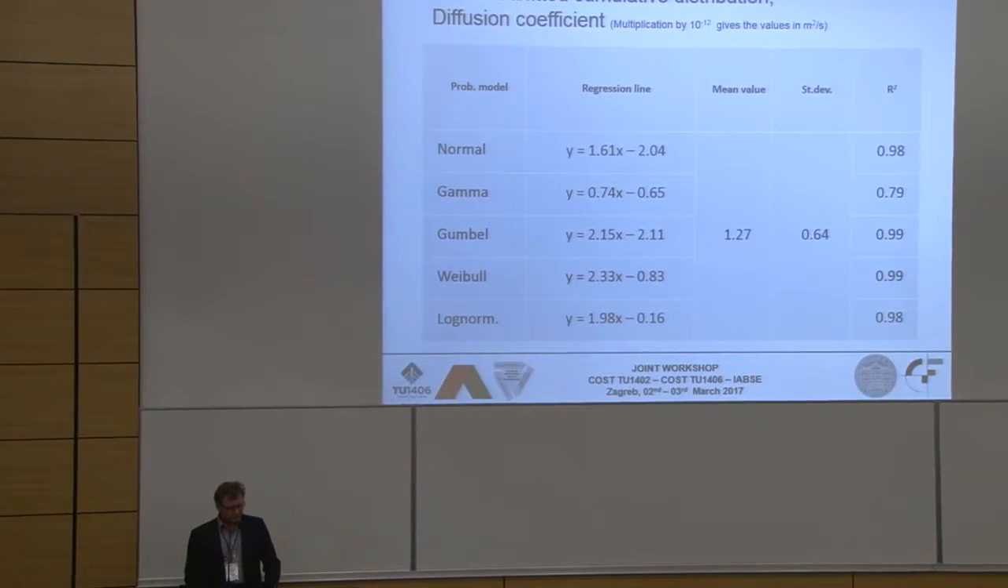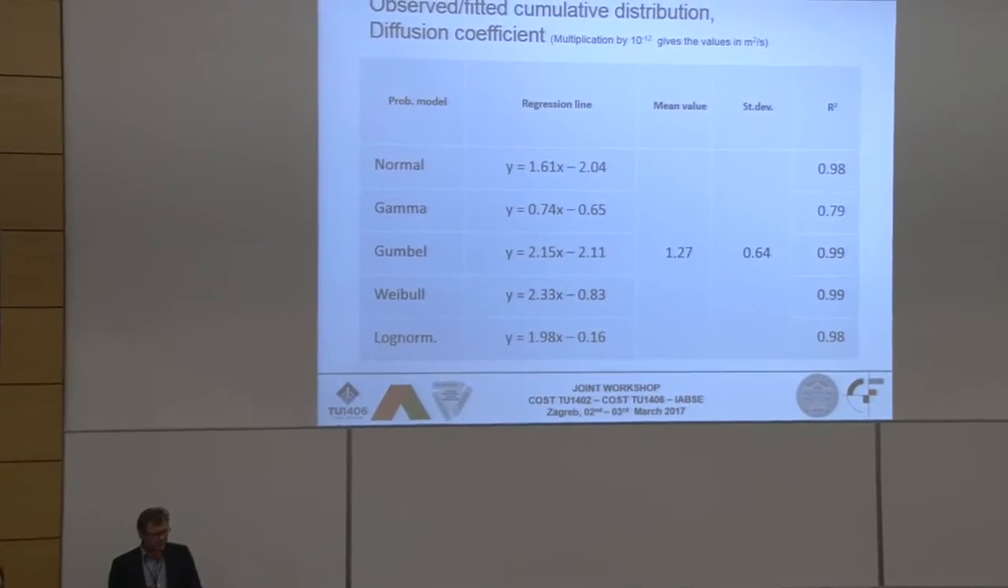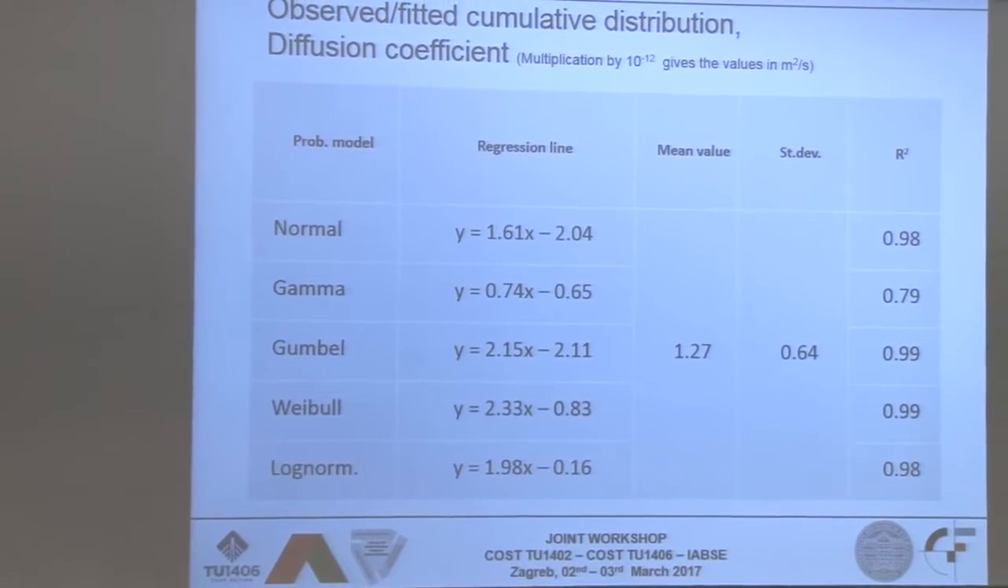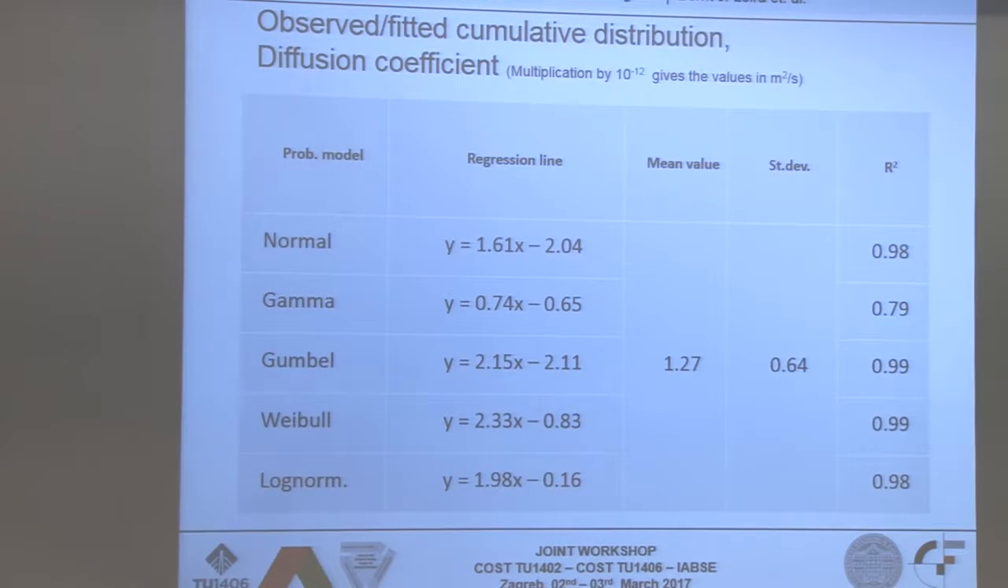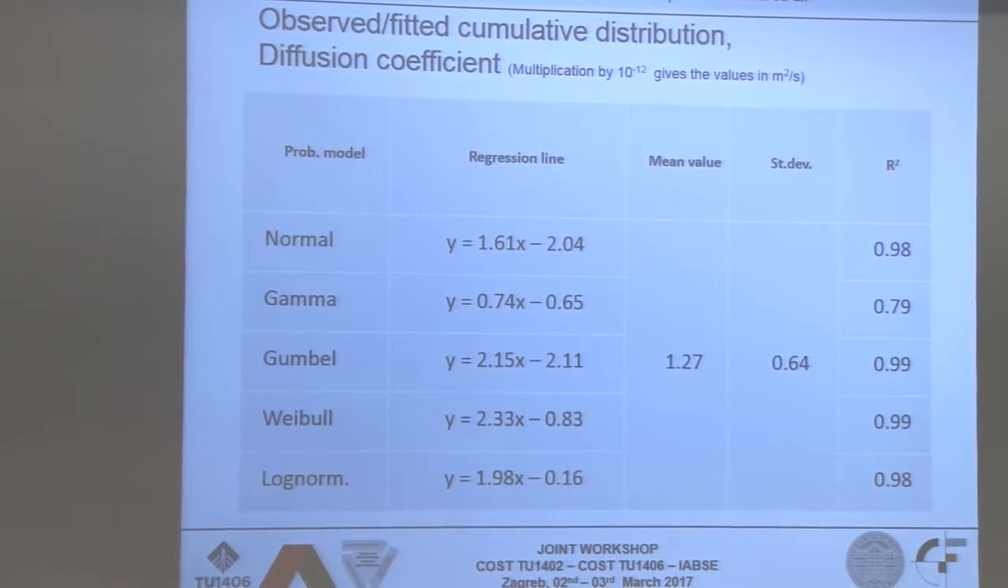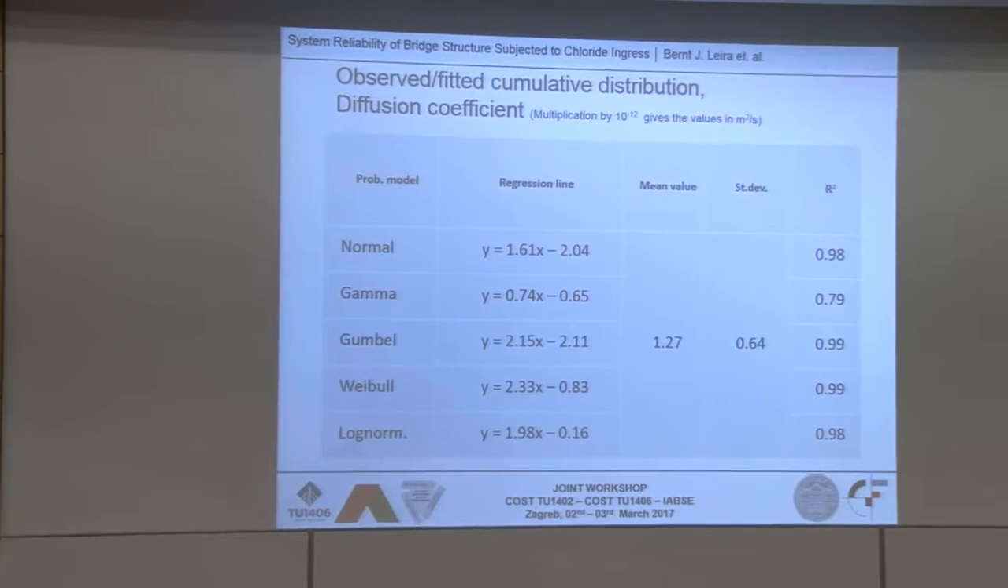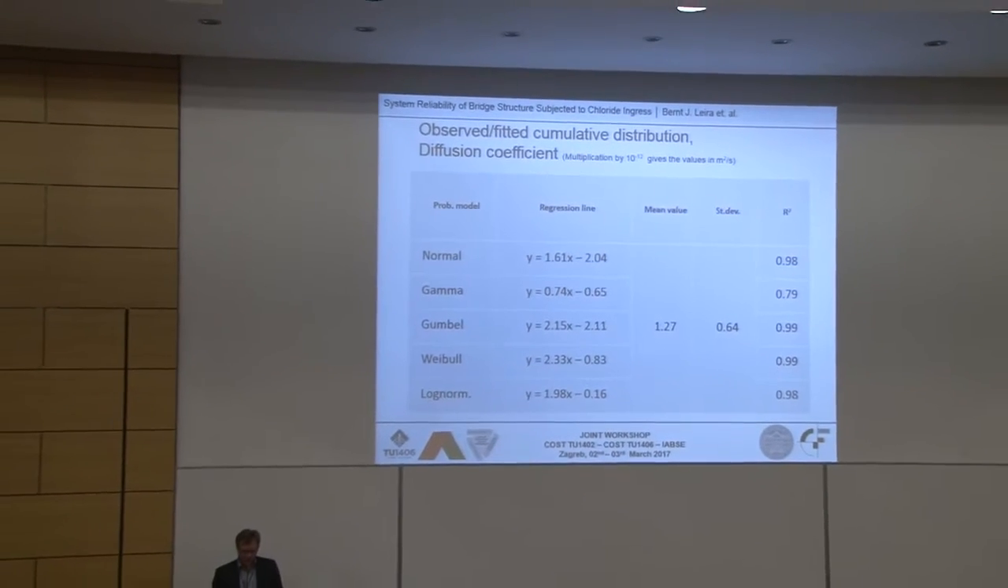So this is now the cumulative distribution on probability paper for the diffusion coefficient for one of the columns based on the tests, and you see they have compared different types of probability models: normal, gamma, Gumbel, Weibull, log normal. The regression coefficient, which you see in the column to the right, tells you the goodness of fit, and you see that 4 of the 5 models give pretty high values of the regression coefficient, 0.99, 0.98. The maximum possible is 1.0, so this is a pretty good fit to the data on probability paper.